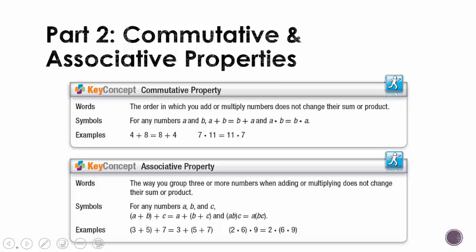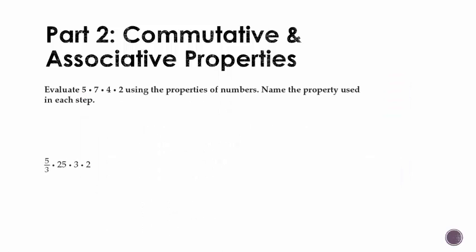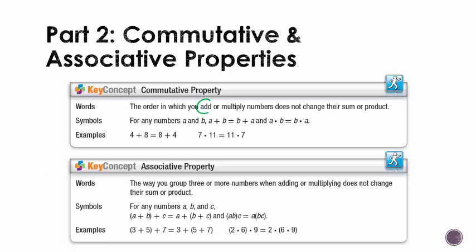So now here's the other two properties you got to know, the commutative and associative properties. The order in which you add or multiply numbers does not change their sum or product, and this only works for addition with addition and multiplication with multiplication. If you are multiplying and adding, you can't switch them around. If you are subtracting or dividing, you definitely can't switch them around.